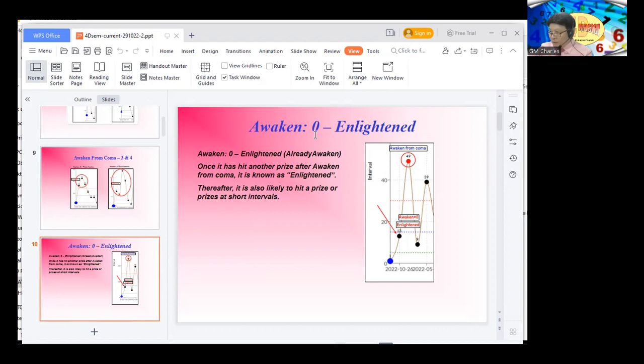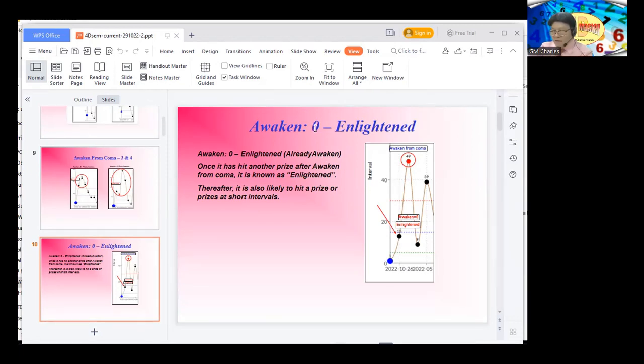If you have the program, you'll see a certain number's Awaken status is 0, right? 0 is actually the number after it awakens from coma, right? This point is awaken from coma, correct? Because once it goes above the maximum line I told you, it is considered overdue. Once it hit, and then it hit again after it came up from awaken from coma, we consider it's already awakened, so it is actually 0.